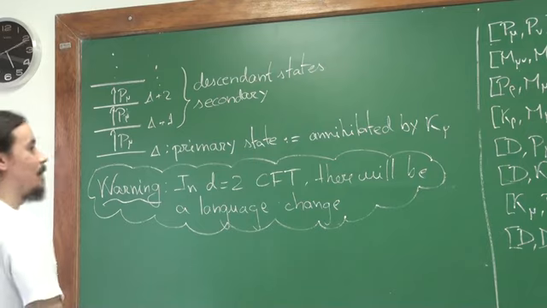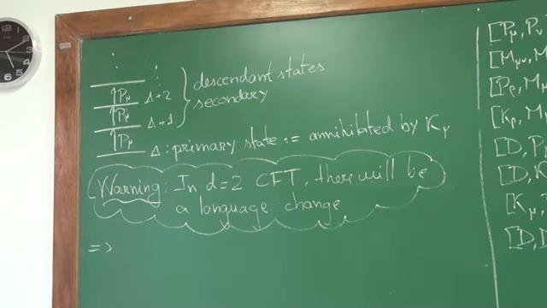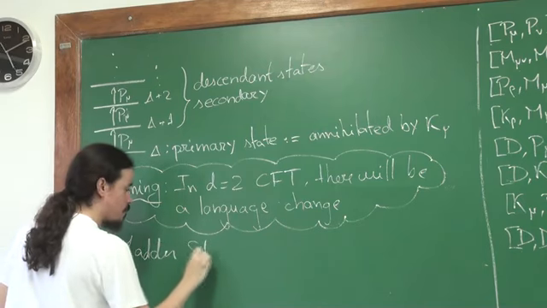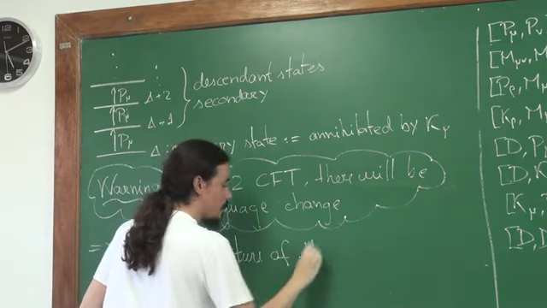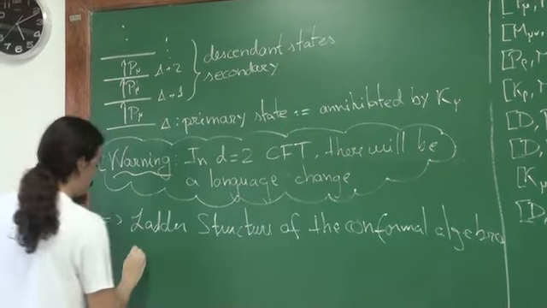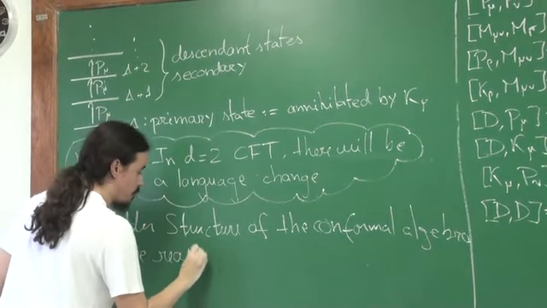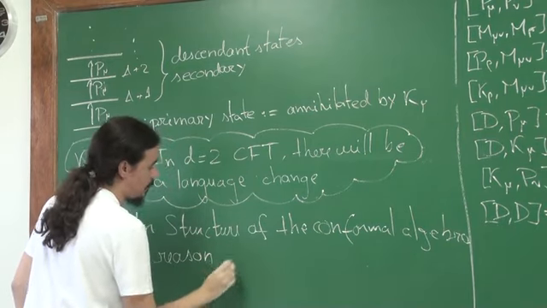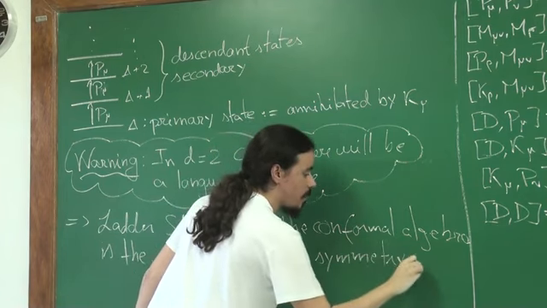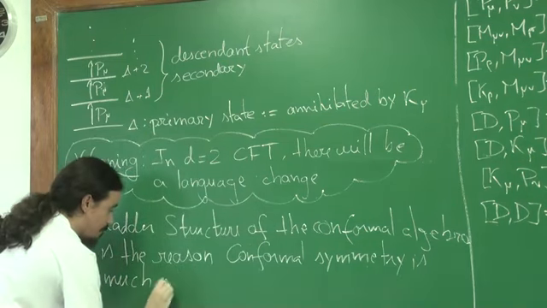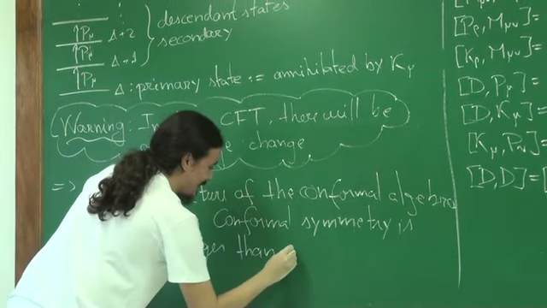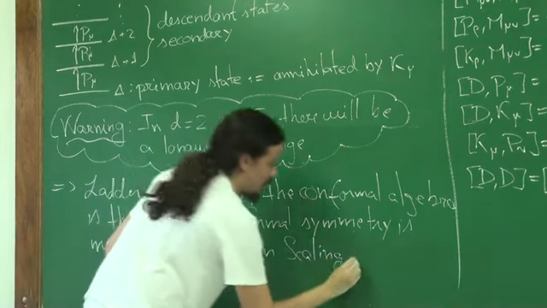And finally, you think this is the third remark? No, still the third remark. This lattice structure of the conformal algebra is the reason why conformal symmetry is much stronger, okay, than scaling symmetry alone.